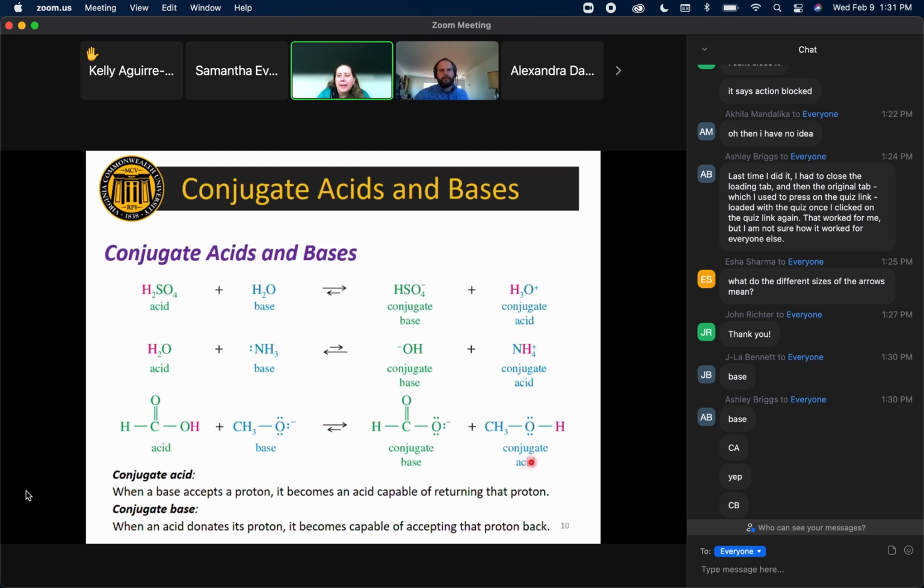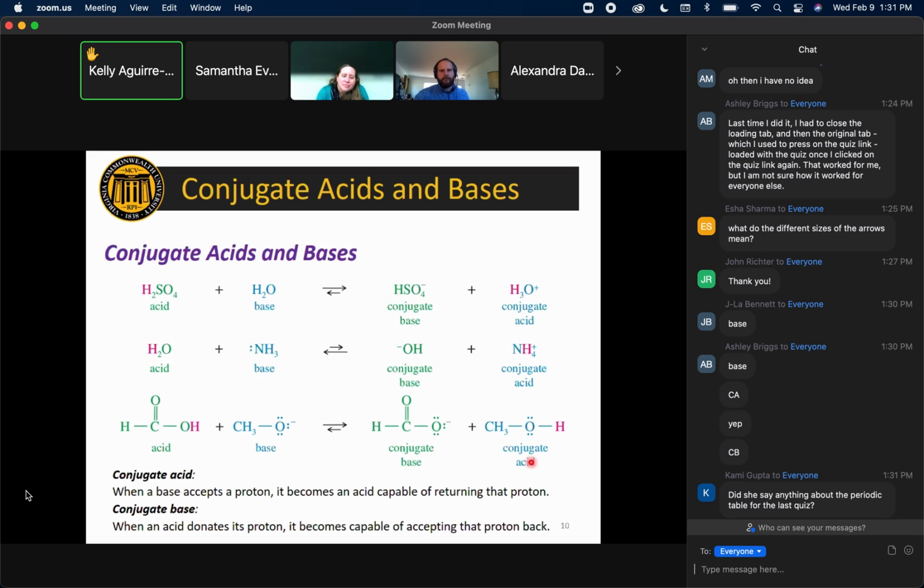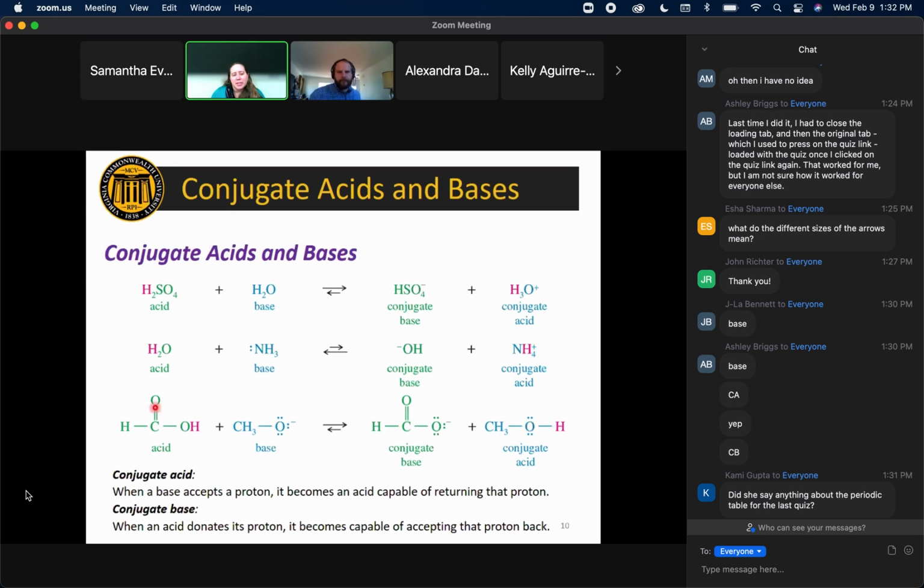Yeah, Kelly, it looks like you have your hand raised. I was just wondering, how can you tell when it has accepted a proton or not? Like, how can you visualize it? So in the case of if I'm giving you something like this, you can visualize it because here that proton is bonded to the green molecule, and over here that same proton is now bonded to the blue molecule. Did that answer your question?